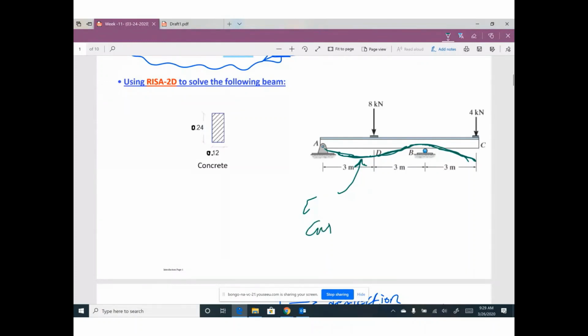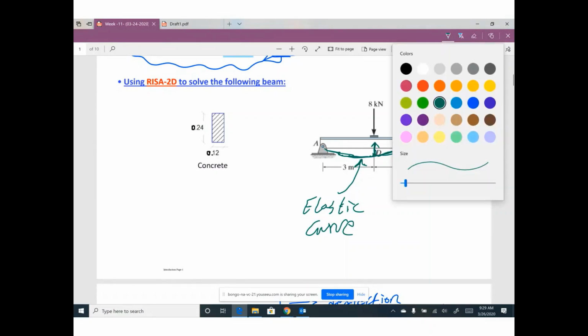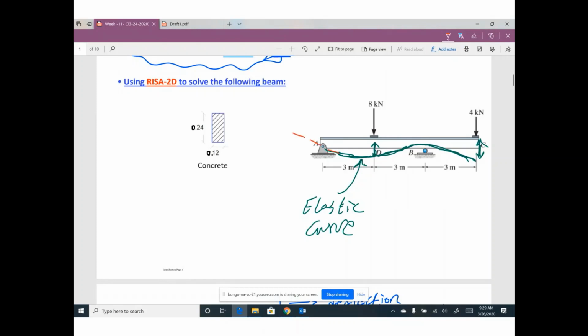And if you remember, the deflection at this point was negative, so it's down. If you try to figure out the rotation, the rotation here will be clockwise, so it will be negative.